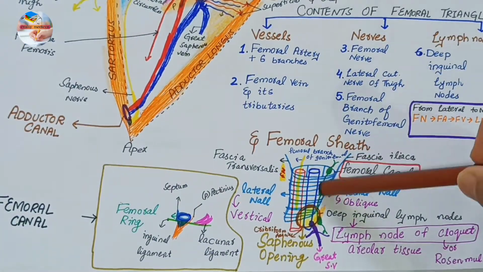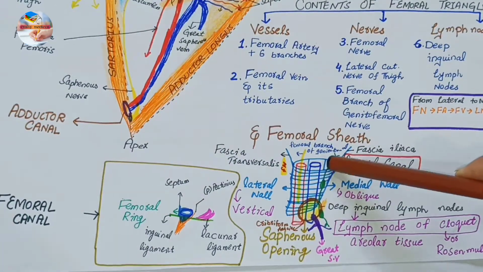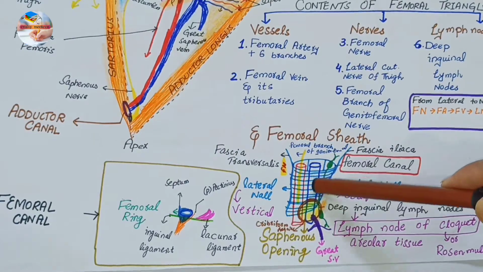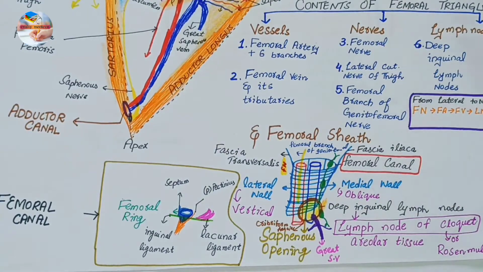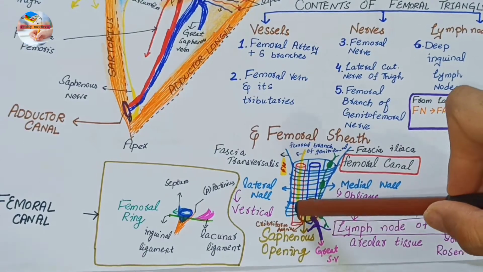The femoral canal contains the lymph node of Cloquet or Rosen-Miller, a small amount of areolar tissue and lymphatics that drain the lymph from the clitoris in females and penis in males. Let's discuss how saphenous opening is related to the femoral sheath. The saphenous opening is an oval opening in the fascia lata.